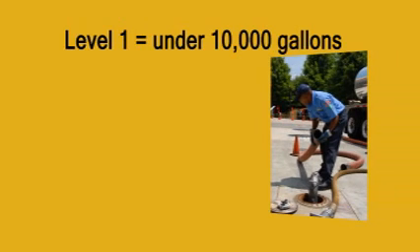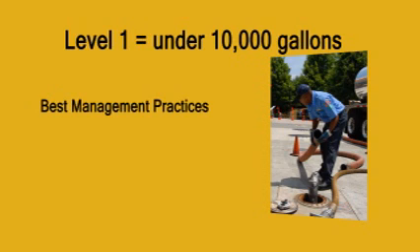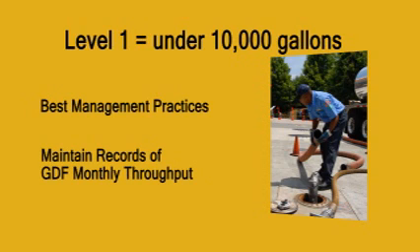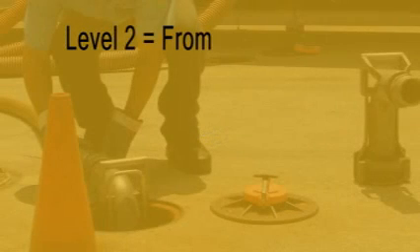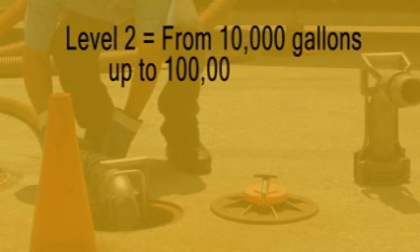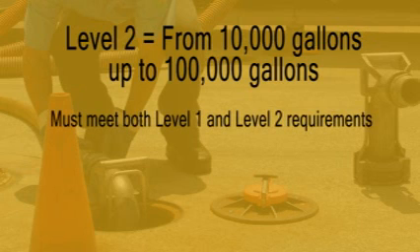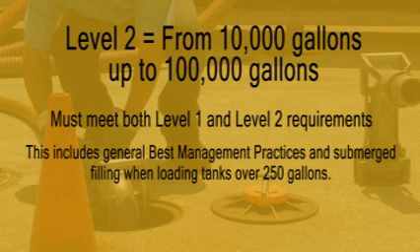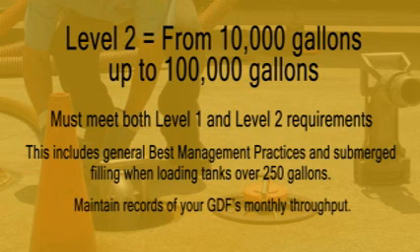If your monthly throughput is less than 10,000 gallons, then the requirements are simple. You must meet Level 1 conditions, which are general best management practices, and you must maintain records of your GDF's monthly throughput. If your monthly throughput is 10,000 gallons or more, and less than 100,000 gallons, then you must meet both Level 1 and Level 2 requirements. This includes general best management practices and utilizes submerged filling when loading tanks over 250 gallons. You must also maintain records of your GDF's monthly throughput.